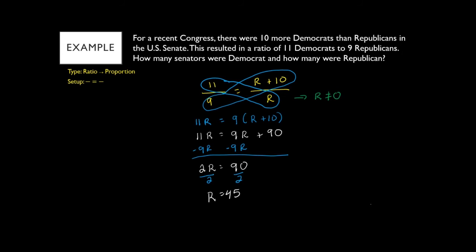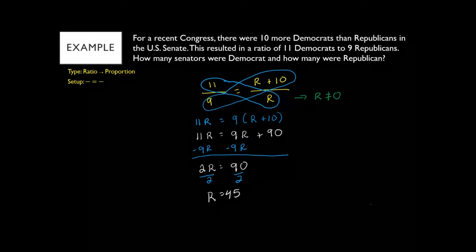Now we need to go back to the question because the question says how many senators were Democrat and how many were Republican. So we're not just looking for the number of Republicans, we're also looking for how many were Democrats. So we have to do more than just solve here like the other ones. In all the other problems we basically solved here, and that was it. Your answer was your answer, but we're actually asking for two things here.